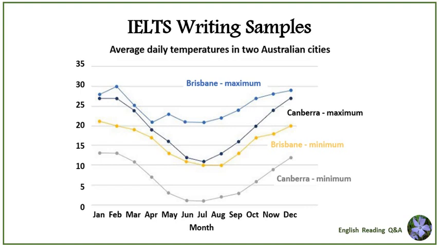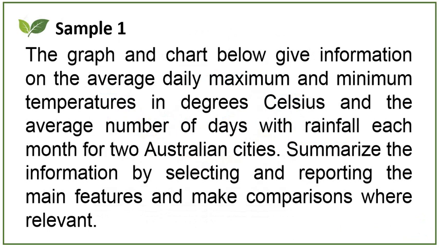IELTS writing samples. The graph and chart below give information on the average daily maximum and minimum temperatures in degrees Celsius and the average number of days with rainfall each month for 2 Australian cities. Summarize the information by selecting and reporting the main features and make comparisons where relevant.